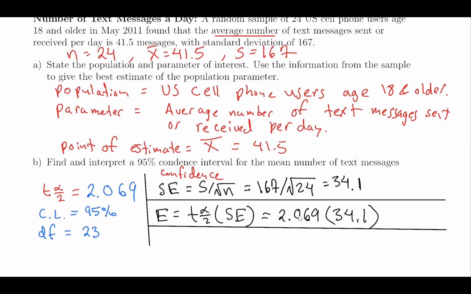So we get 2.069 multiplied by 34.1. Any question where the 2.069 or the 34.1 come from? Okay, so I'm going to go ahead and multiply those two out. I'll just do that in my calculator: 2.069 multiplied by 34.1. And we get roughly margin of error is 70.6.